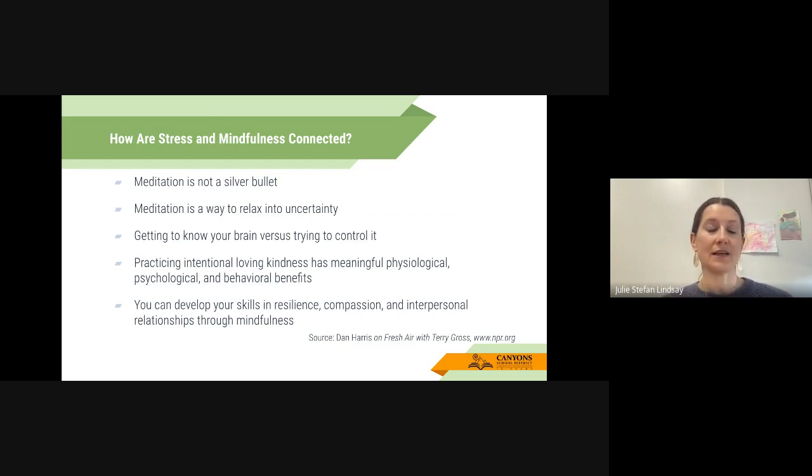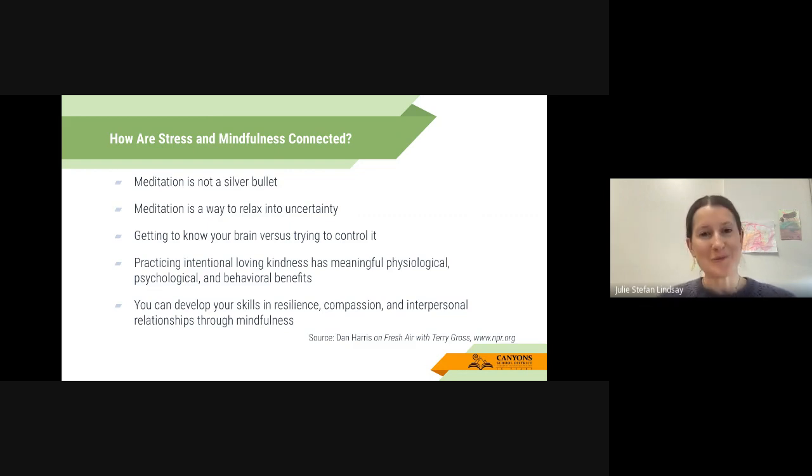So the whole goal is to kind of slow down, spend a few moments or more to get to know your brain. And in getting to know your brain, you're not trying to control it. You're not trying to eliminate thoughts or change your thoughts, but you're just getting more familiar with the way your brain works. And in that breathing, you really are sending calming signals to your nervous system. So when you practice this kind of intentional mindfulness, also called loving kindness, it does have physiological, psychological, and behavioral benefits, which is where that self-care comes in over time.